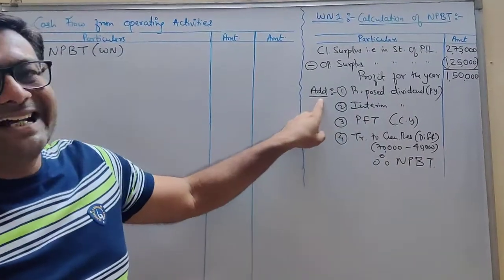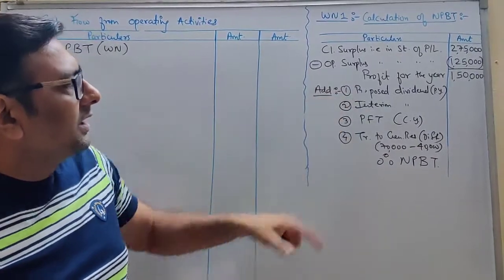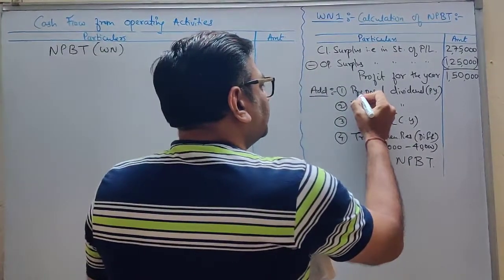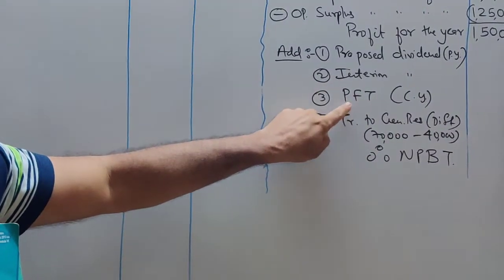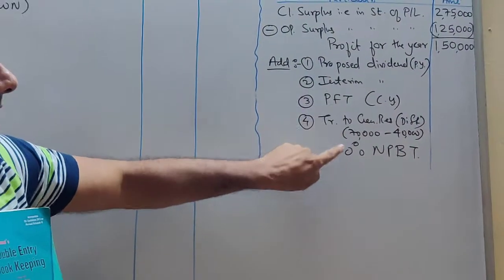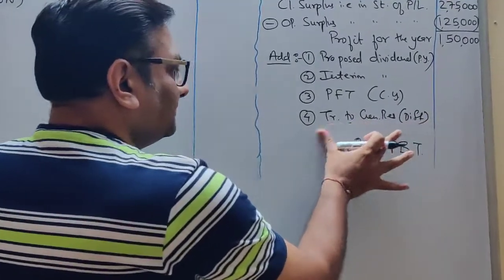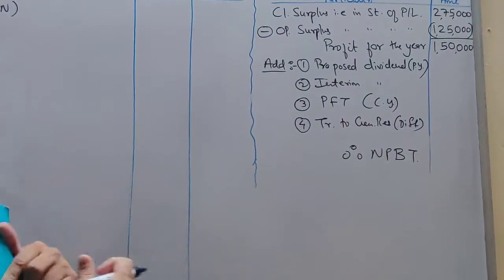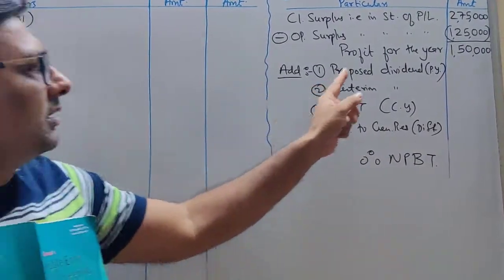Now what to add in this? There are 4 items to add: proposed dividend, interim dividend, PFT, provision for tax, and transfer to general reserve. Let's find them one by one.